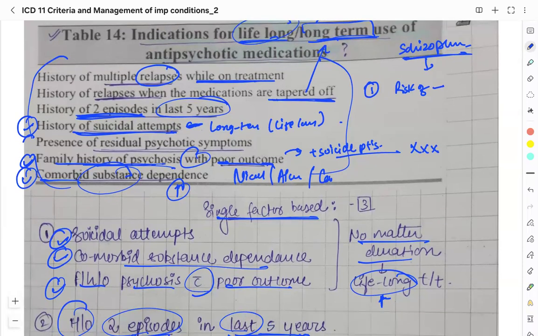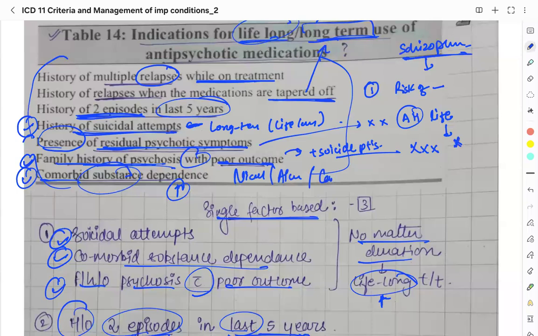And finally, if there is presence of residual psychotic symptoms that are never going away. For example, some patients will have auditory hallucinations for life. Now, if you taper the medications for them, the exacerbation of symptoms will happen. Other symptoms might also come back. So you know that residual symptoms are present in these patients, so we cannot taper the medications for them. So, all of this, that's it.